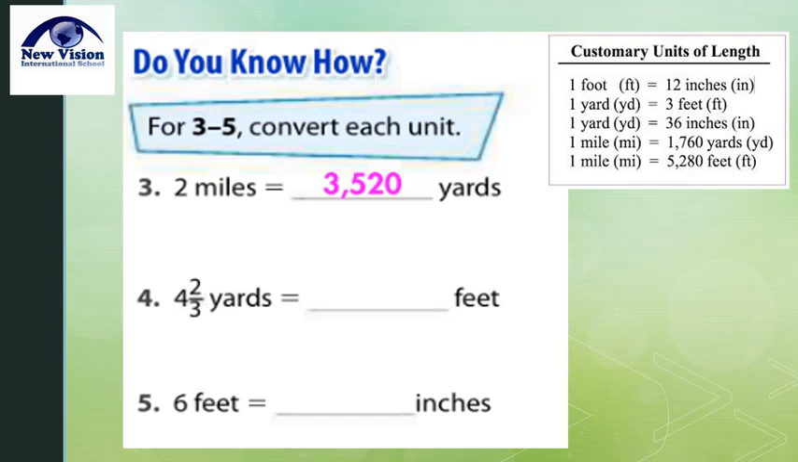Number 4. 4 2/3 yards equals how many feet? So we have to multiply 4 2/3 by 3. The answer will be, great, 14 feet. Number 5. 6 feet equals how many inches? In 1 foot we have 12 inches. So let's multiply 6 by 12. So the answer is 72 inches.